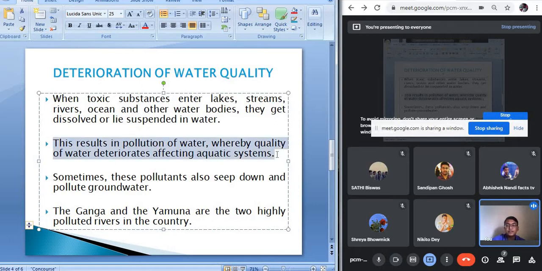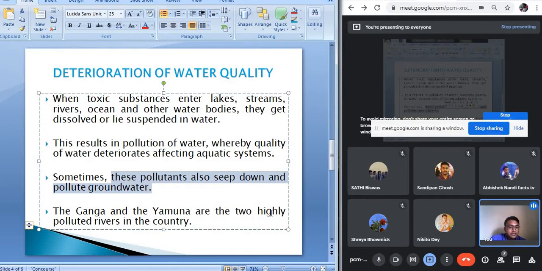Because of this mixing of toxic, harmful substances, the water gets polluted, whereby aquatic life also gets hampered, like the marine life, the fishes. Sometimes these pollutants also seep down and pollute the underground water. Sometimes these pollutants, that is the chemicals, industrial waste and all, seep down underground and pollute the underground water table also.